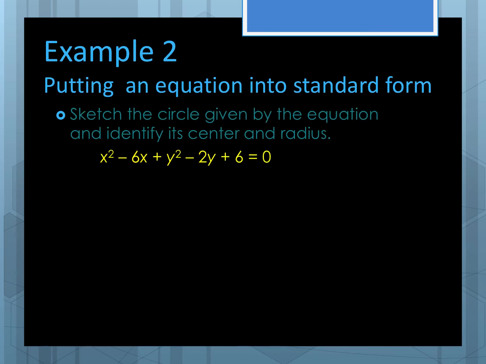All right, example 2, putting an equation into standard form. This time it says sketch the circle given by the equation and identify its center and its radius. So this equation, x squared minus 6x plus y squared minus 2y plus 6, is not in standard form. How do I get it in standard form?